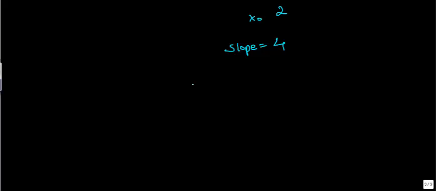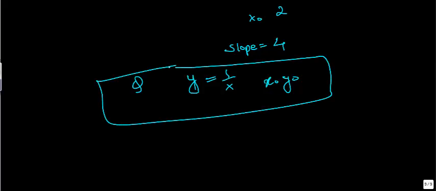Let's do a homework problem. Why don't you try this out? Given curve y is equal to 1 by x, find the slope of it at x0, y0. So this is your problem statement. Try doing that at your home.